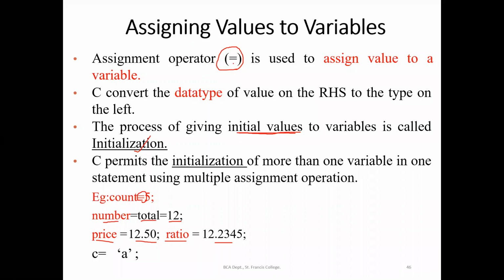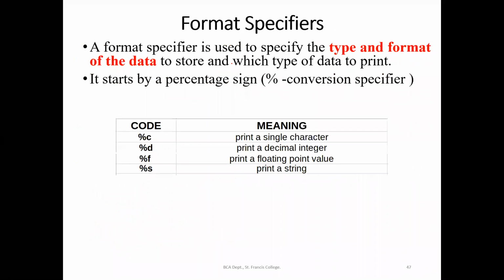Okay, so that can also be done using the assignment operator. The first step will be declaration, second will be assigning values. Now, format specifiers. A format specifier is used to specify the type and the format of the data to be stored and which type of data to print. So the format specifiers are used mainly in the input and the output statement.